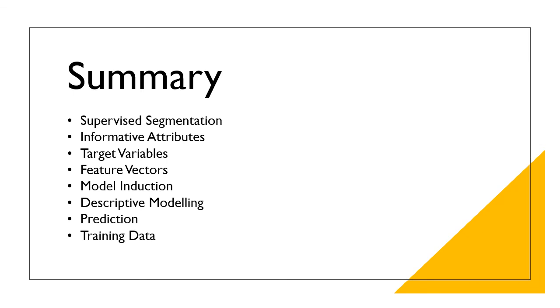To summarize, we've considered various concepts and terms related to predictive modelling, including supervised segmentation, informative attributes, target variables, feature vectors, model induction, descriptive modelling, prediction, and training data.